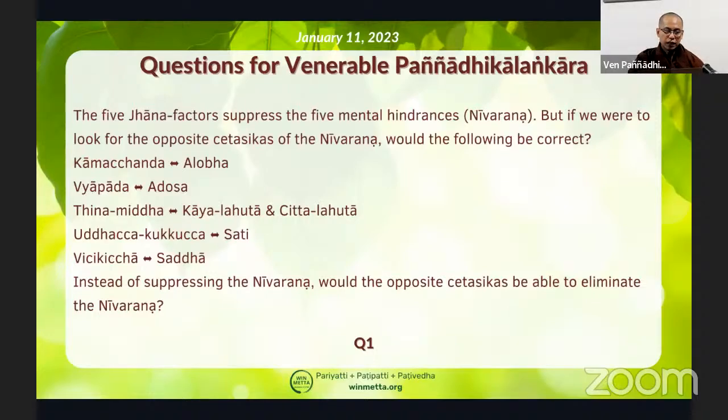So we can understand the level of removal. At the level of suppression, it is just suppressed and it arises again. But I don't know exactly whether the meaning of the English term is exactly the same or not. But I think these terms are all used by scholars, even Western scholars. Okay, so for this question.